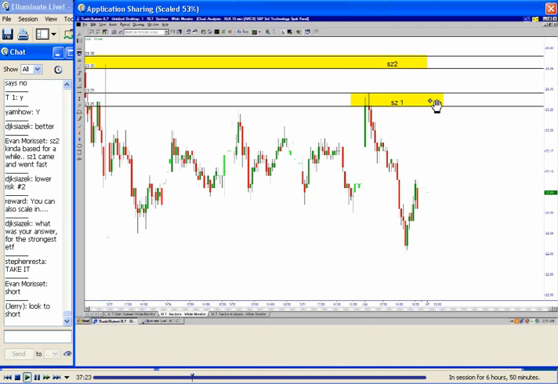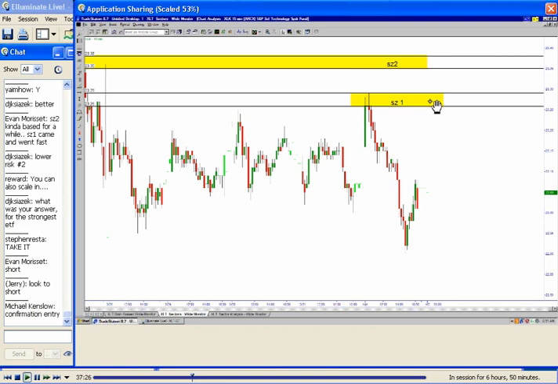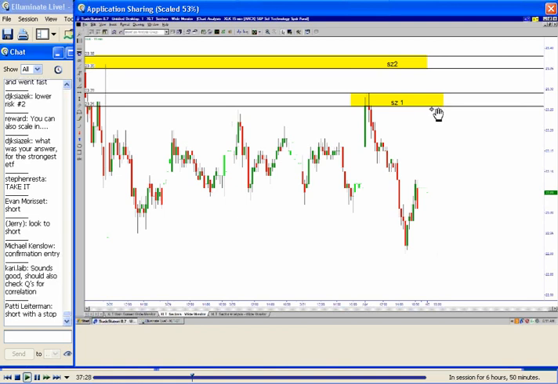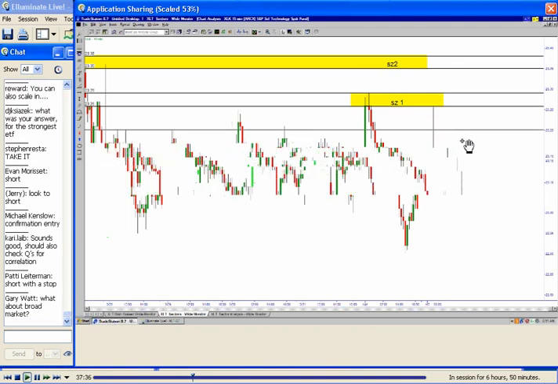You're darn right. Take it. Short it. You're all over that. Okay, I am anyway. Follow your plan, but yes, always with the stop, exactly. So that's what I mean by go through these what-if situations.